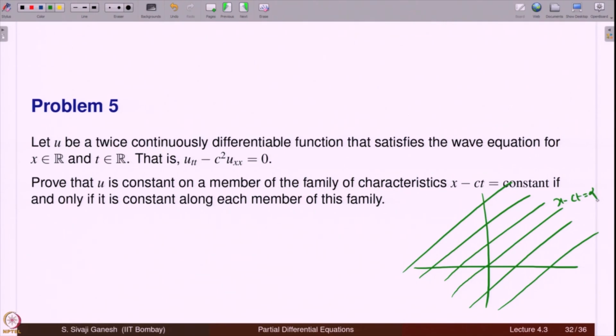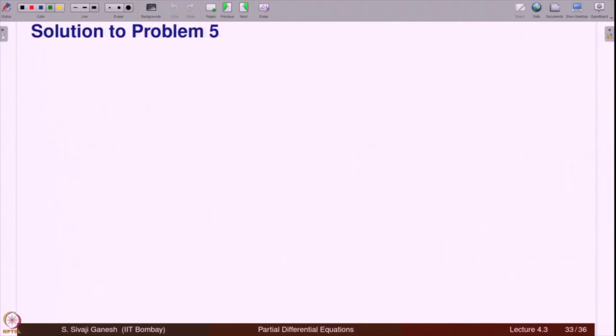So, if the solution is constant on any one of them, of course in general it will depend on x and t, right. But if it is constant on one of those lines, then it will be constant on each of those lines. Take any other line, and u will be constant. That will be very simple from the representation formula that we have. We know that the solution of the wave equation is of this form. We have this formula.